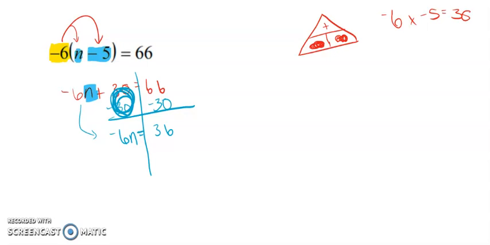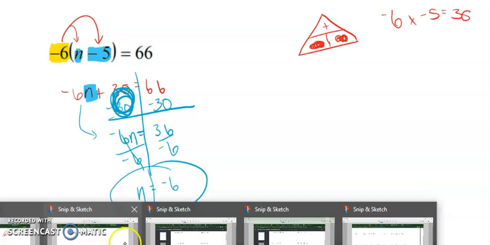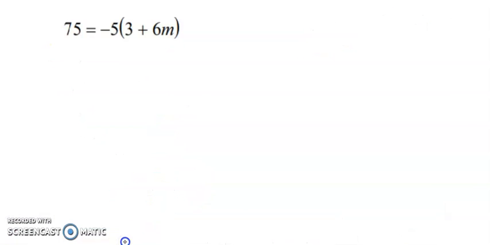The opposite of multiplication in this case would be division. So we're going to divide by -6 on both sides of the equation. And 6 divided by 6 is 1, so I'm left with just one n by itself. On the right-hand side of the equation, 36 divided by -6 will give me a -6, and that's our final answer. I know it seems like a lot of work, but it's really not that bad. Okay, so let's try one more in this video, and that should be good.